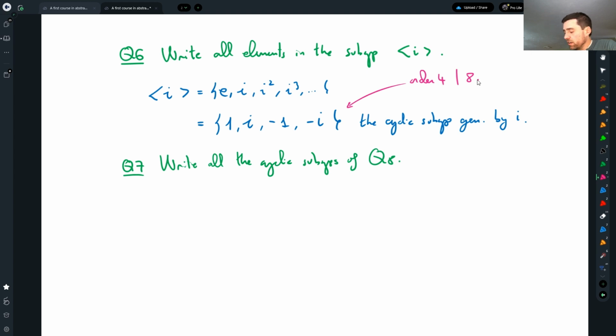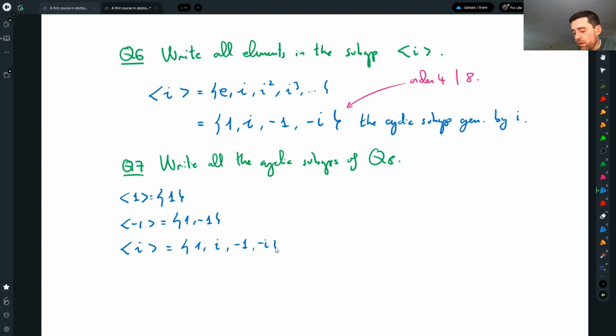All the possible cyclic subgroups, well, I have one cyclic subgroup which is just generated by 1. I have a cyclic subgroup generated by minus 1 that will have 1 and minus 1. I have the cyclic subgroup generated by i, that is 1, i, minus 1, and minus i. And notice that if I did the powers of minus i, I also get the same thing. So this is the same as the subgroup generated by minus i.